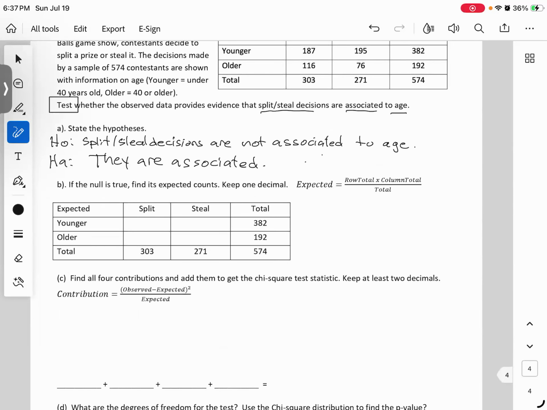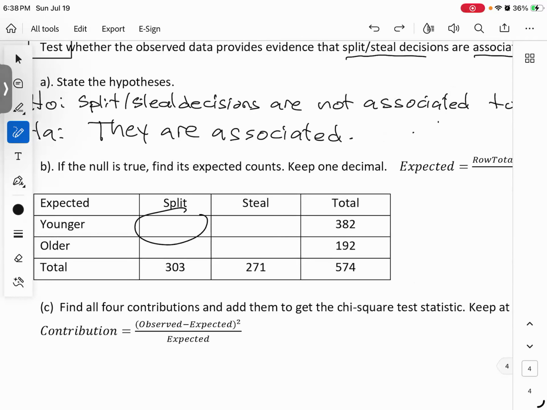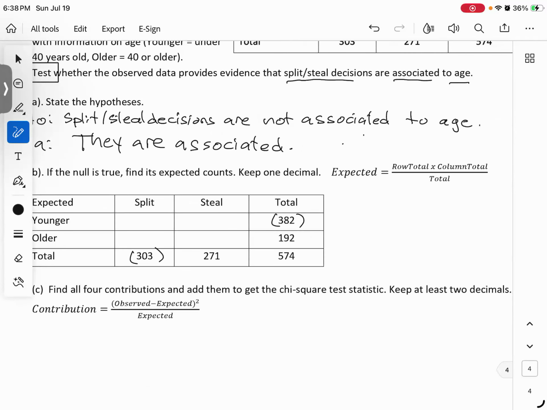Now, for the expected counts, that's where we're going to use this little formula. If we want to get the very first box here, we're going to do the 382, that's its corresponding row total to the side, and 303, that's its corresponding column total. I'm gonna put that one over here to the side, 382 times 303 and divide by the big total, 574. So 382 times 303, hit enter, and then divide by 574, and you should get 201.6.